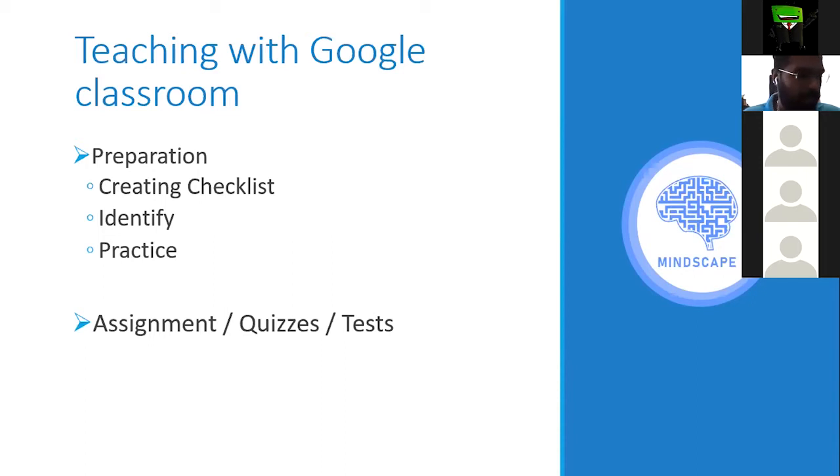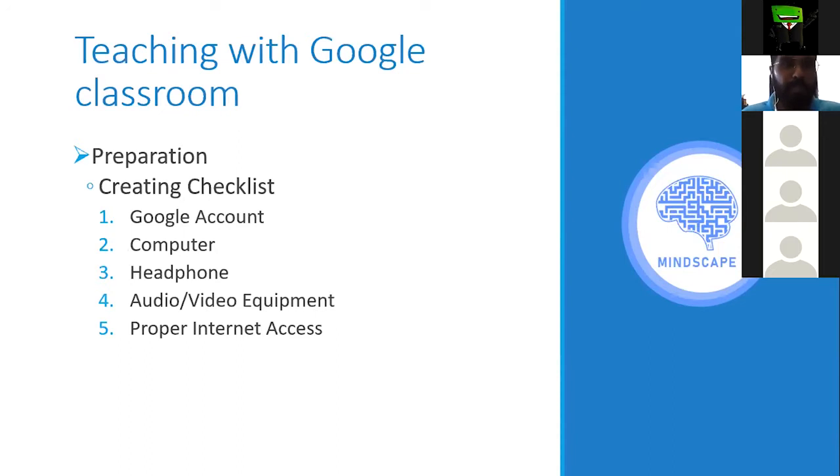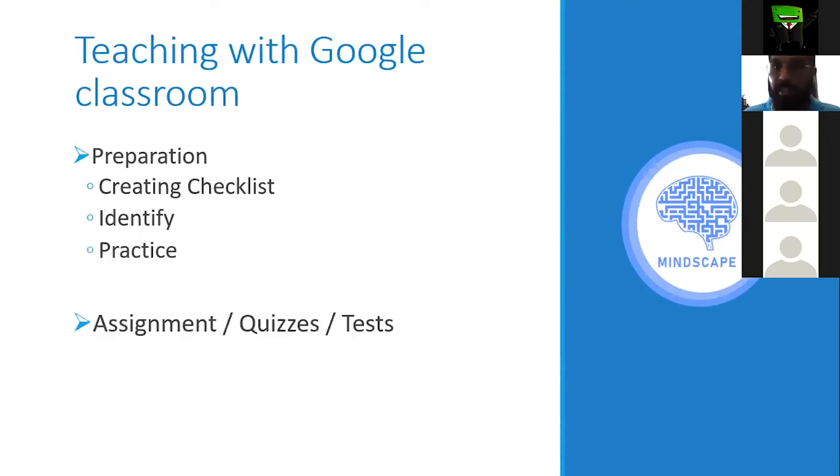So I like to have a two-way communication. I'll ask a lot of questions. So any one of you, please unmute and answer the questions. So it'll be interesting and nice. All right. So in preparation, first we have three points, which is creating a checklist first. Second is identifying what's right and wrong for us, and then practicing.